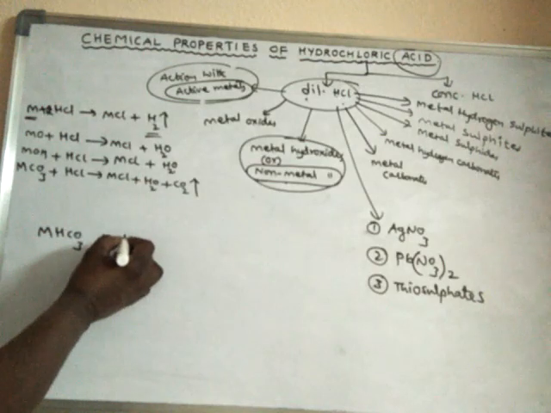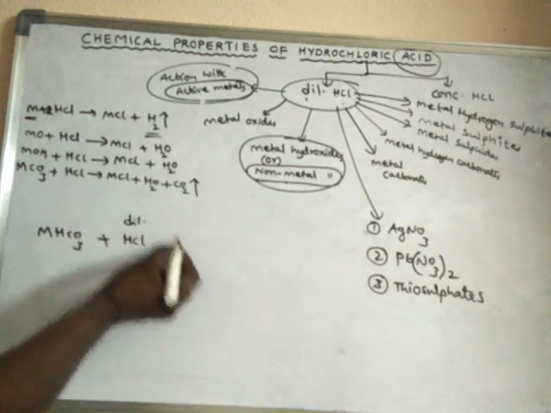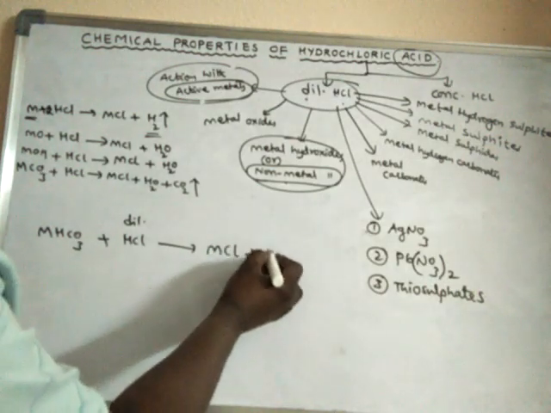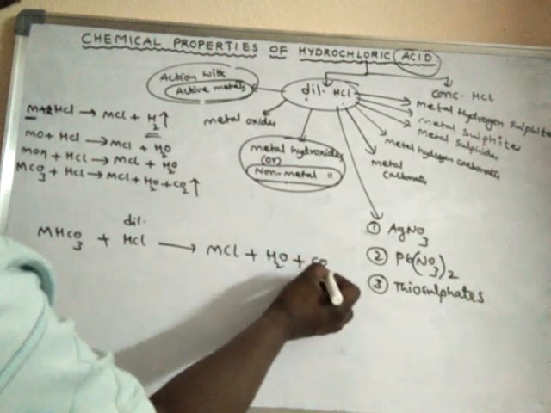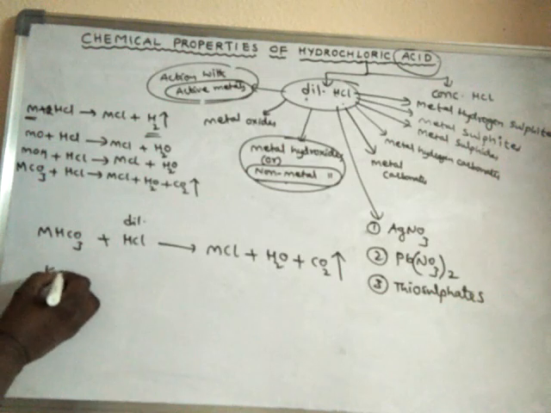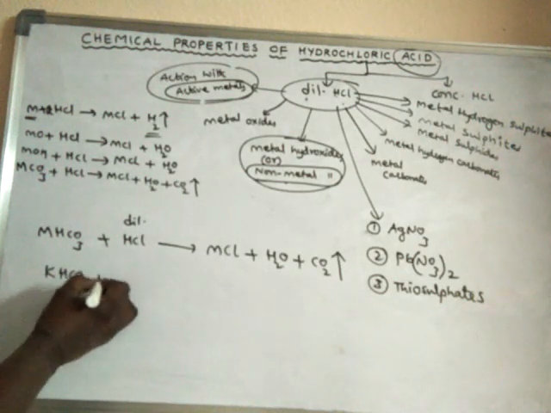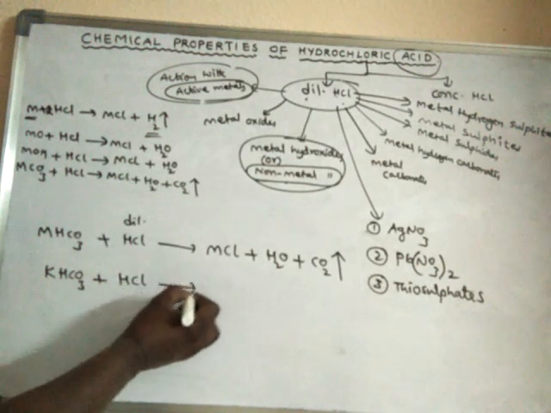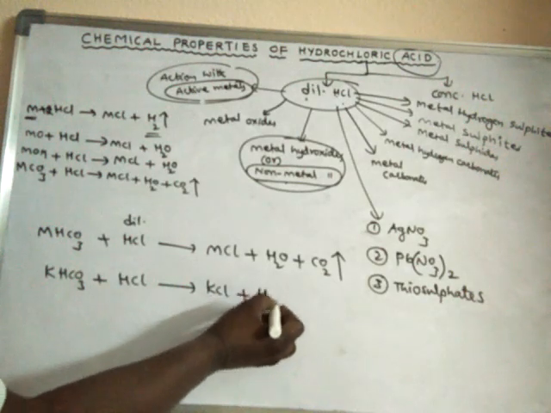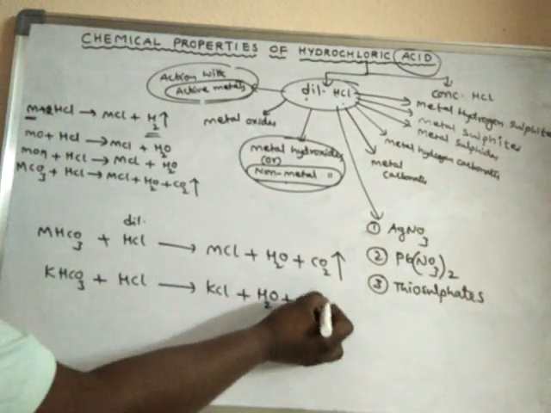When metal bicarbonate reacts with dilute hydrochloric acid, here also metal chloride is formed, water is formed, and carbon dioxide gas is evolved. With metal carbonates and with metal bicarbonates, the same reaction takes place. For example, potassium bicarbonate with dilute hydrochloric acid forms what? Potassium chloride, water, and carbon dioxide gas is evolved.